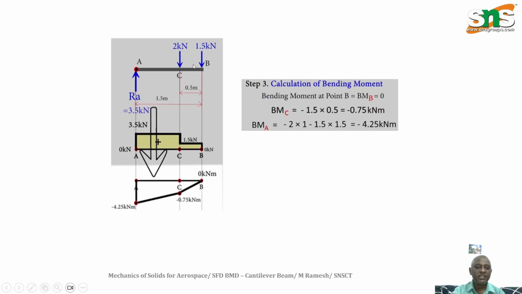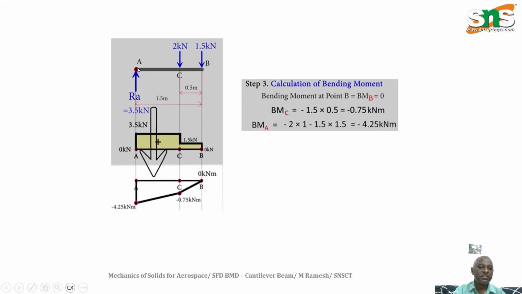Like that we can move on. At point B, from the reference point, you do not have any distance. So you have 1.5 kilonewton at this point, but there is no perpendicular distance since it is acting at point B itself. So 1.5 into 0 is 0 kilonewton meter. That is the value here. Then what about the C point? At C you consider 1.5 kilonewton into a perpendicular distance of 0.5 meter. And this 2 kilonewton is coming into the picture, but there is no perpendicular distance, so you just ignore it. So the value is minus 0.75 kilonewton meter, since a downward force creates a negative bending moment.